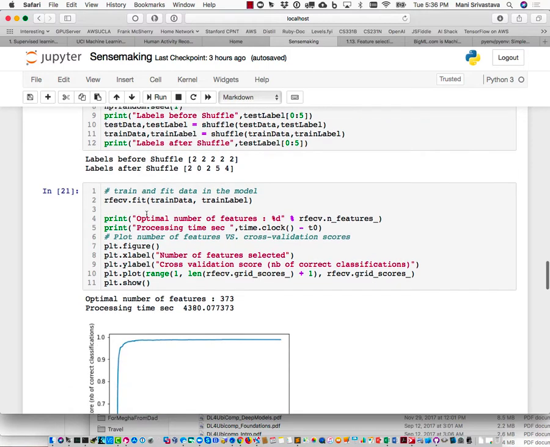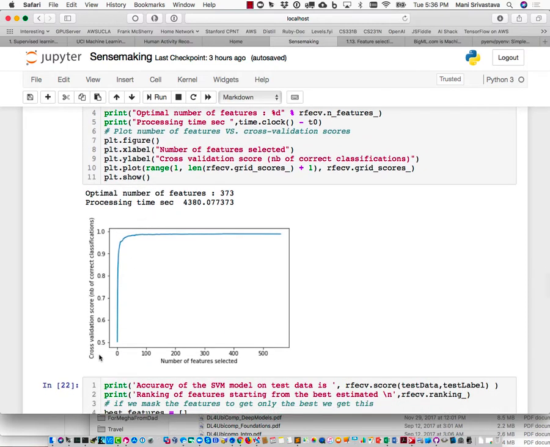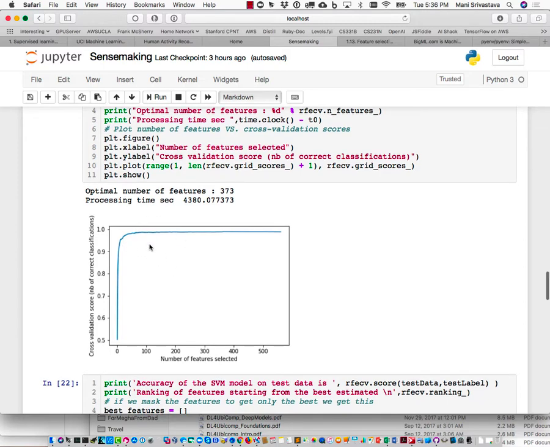So what you see is something like this: that as I increase the number of features, the score, which was the accuracy in this case, initially rose and then pretty soon plateaued. And so the sweet spot is going to be somewhere around out here, and you're going to play with this thing. Now it found that the optimal number of features is 373.